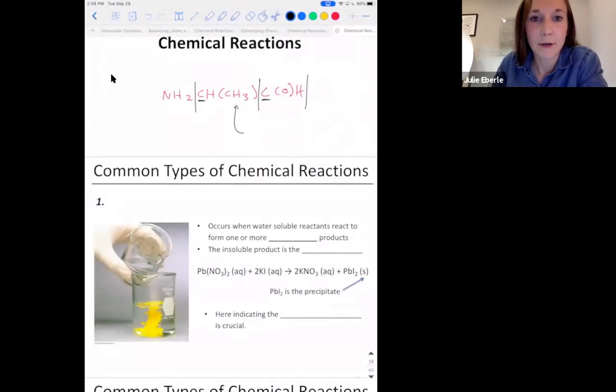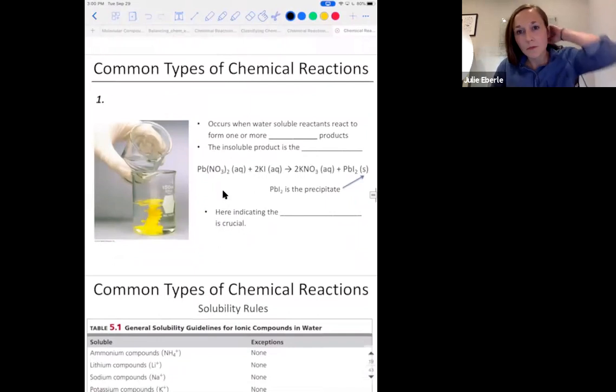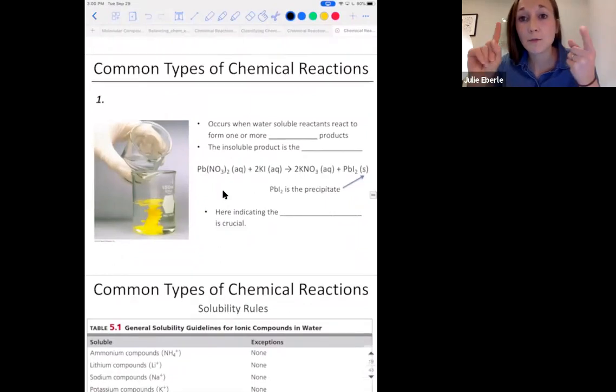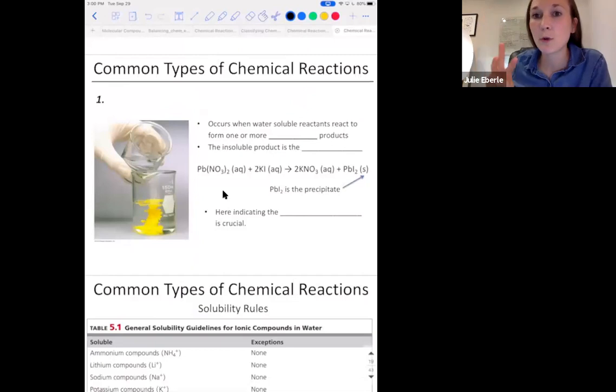Chapter 5, here we go. Common types of chemical reactions. So last week we learned how to balance chemical reactions and we learned how to classify them into the initial 5 types I mentioned already. So here are 3 more ways to classify them. And they do actually overlap with the combination, decomposition, single and double displacement, and combustion.